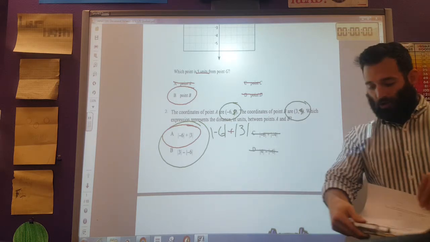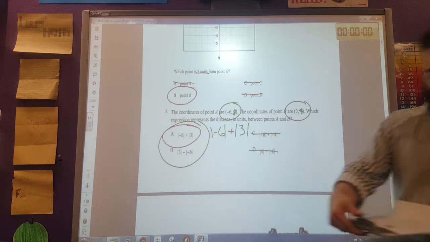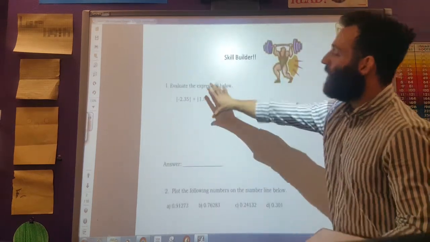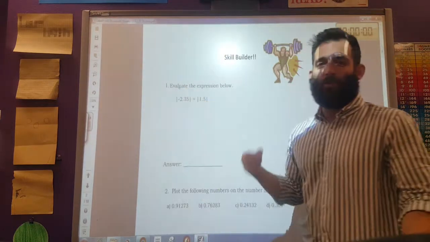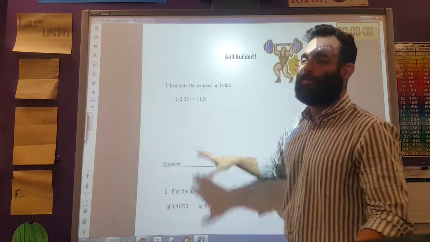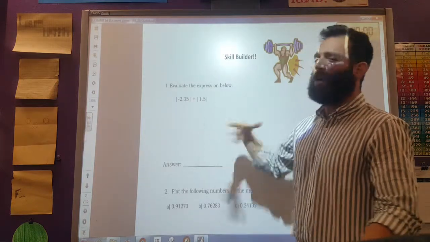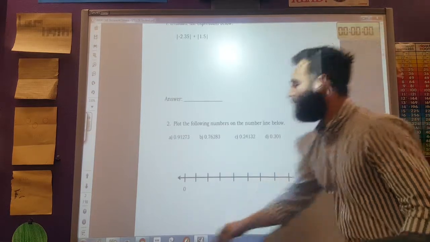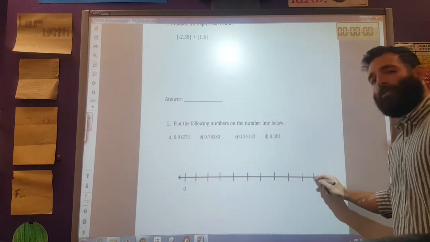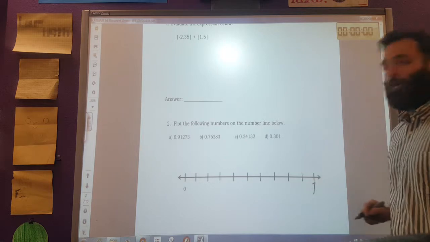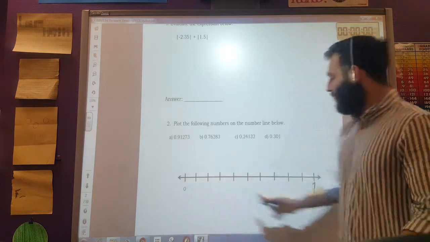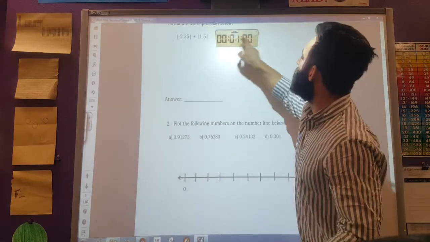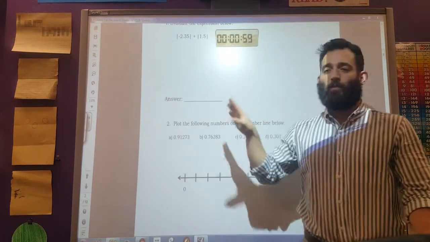Now on the next page, we're going to be doing our skill builder section, and this is going to be evaluating this expression here. Remember, evaluate is another word for solve. It could also say simplify. If it said simplify the expression, you would know that that means to solve also. And then you're going to be plotting these points on a number line. This right here is 1. So you know that this goes from 0 to 1. Now I'll give you just 1 minute to go through and solve this page. Go ahead.